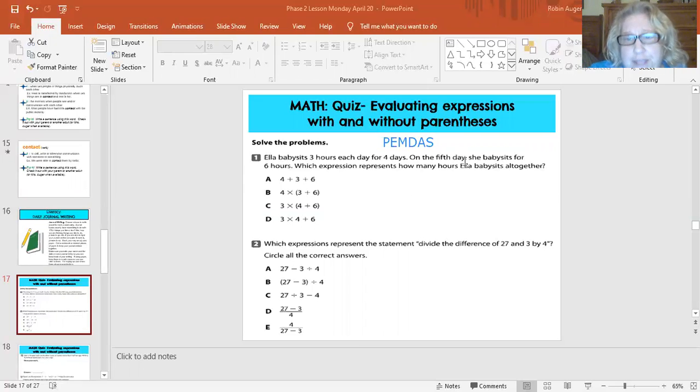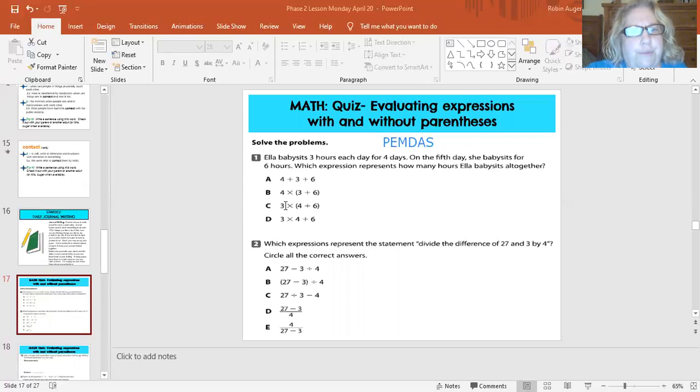And on the 5th day, it says she babysits for 6 hours. So we have to add that in. Okay, so this one down, D, does say 4 plus... no, we don't want 4 plus 3 plus 6, because we have 3 hours for 4 different days. That's 3 times 4. We have 4 times 3 here, which could work, but that doesn't work with the way they have that group, does it?